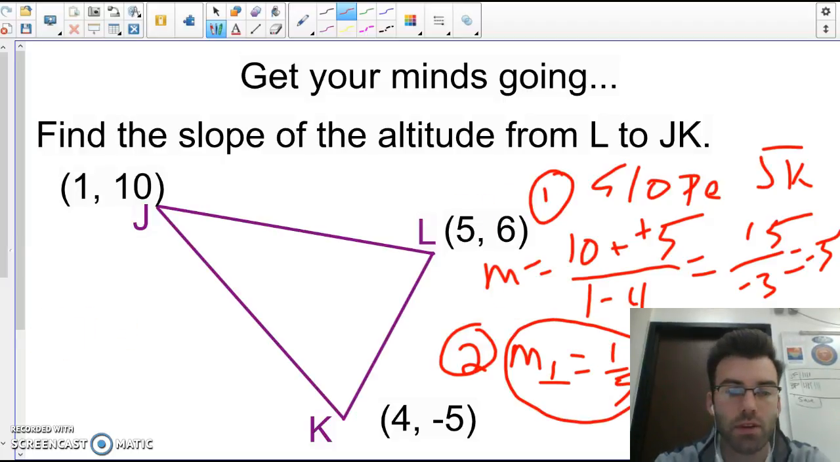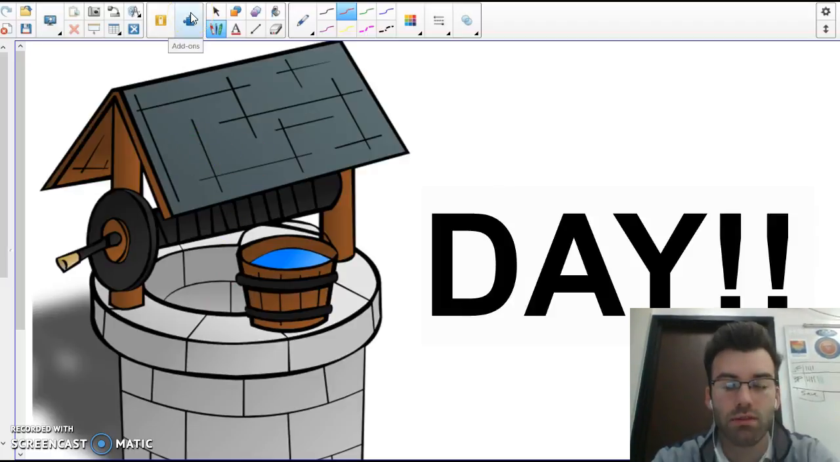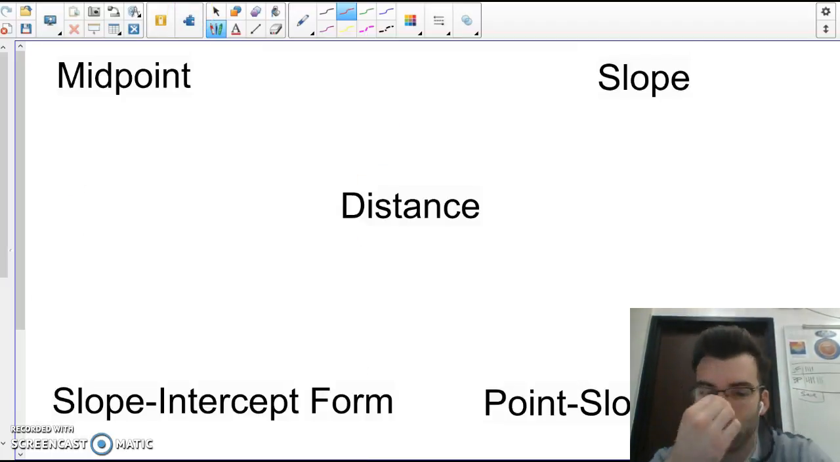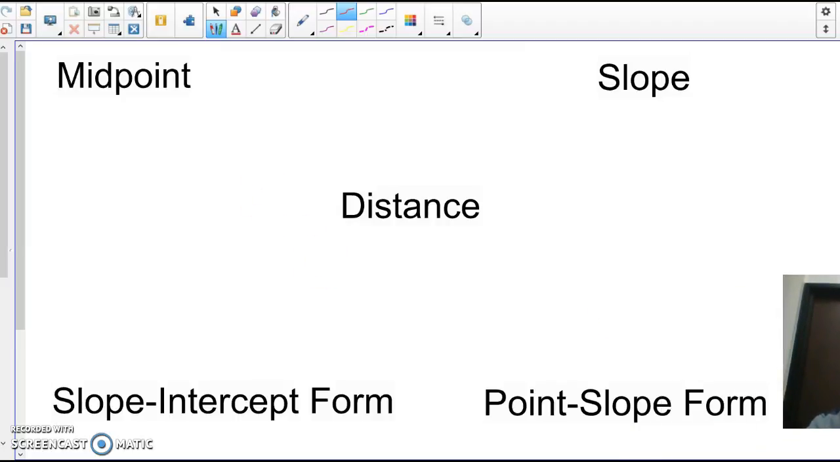All right. Again, today is well day. Get it? There's a well. All right, well day, writing equations of lines. There are some formulas that we need to review, all right, to make sure that we have written down. All right. So first one, the midpoint formula, we talked about this yesterday.